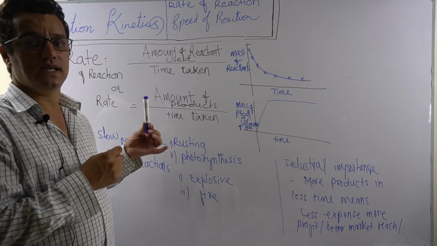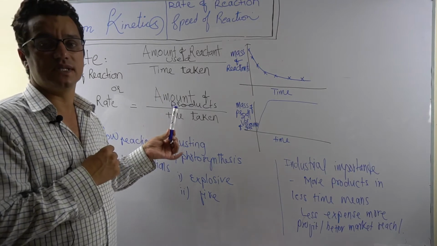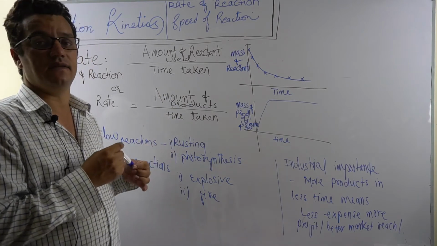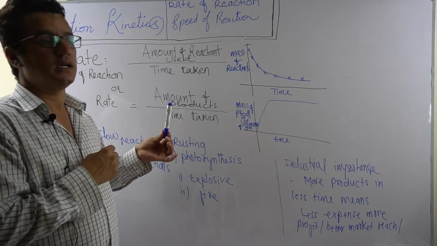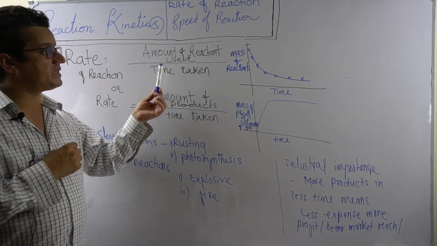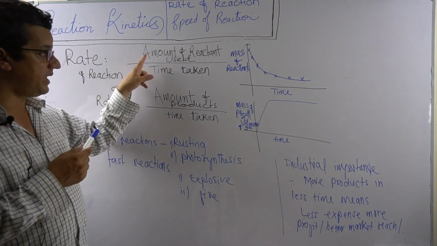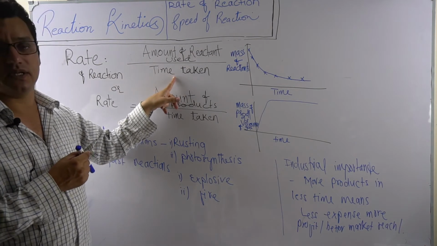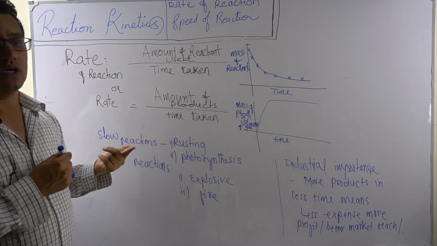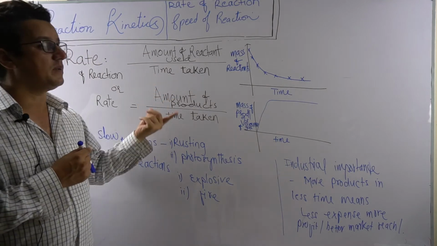This is an industrial chemistry topic, and at GCSE or IGCSE level we need to know the basics of what the reaction rate is. When we say reaction rate, it means the amount of reactant used in the time taken. Amount of reactant used and how much time is taken. There is one way to find out: you can find out how much reactant is used and how much time has passed.